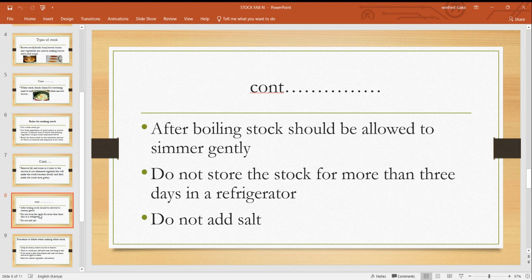Then after boiling, the stock should be allowed to simmer gently. Do not store the stock for more than 3 days in a refrigerator. This is to avoid food contamination when producing the meals.